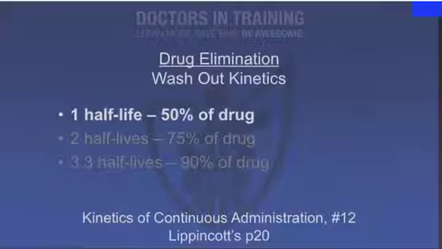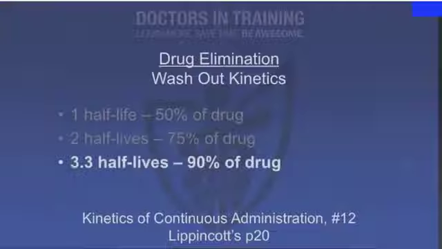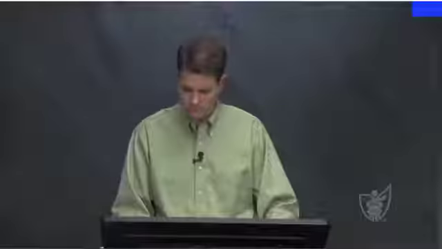So at 1 half-life, you've eliminated half the drug. At 2 half-lives, you've eliminated 75% of the drug. That's half of the 50% that was left after the first half-life, so half of that's 25, so 50 plus 25 is 75%. At 3.3 half-lives, how much have you eliminated? 90%. Just like at 3.3 half-lives during a constant infusion, you've gotten up to 90% of that steady-state plasma concentration. At 3.3 half-lives, after you stop the infusion, the drug level has declined by 90%.